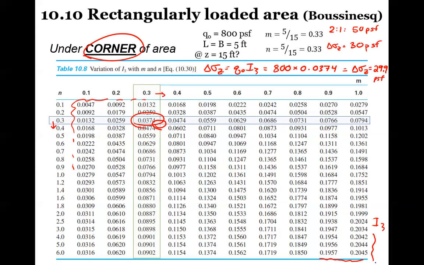You can already see this is the corner. This would make sense because we're further away from the center of our load. But you can see why, if we were using the 2-to-1 method, we would assume the entire thing is at that 50.